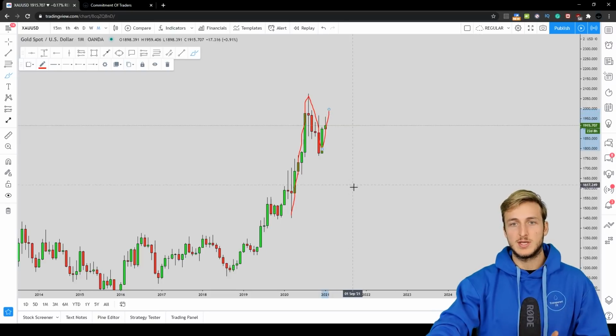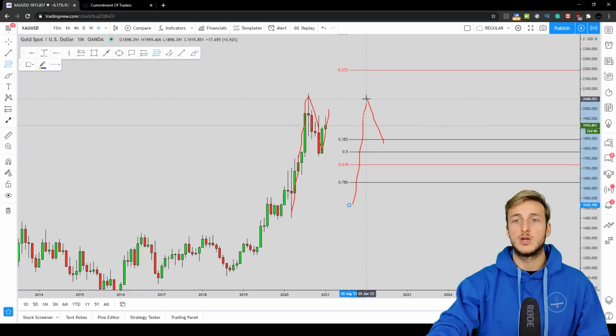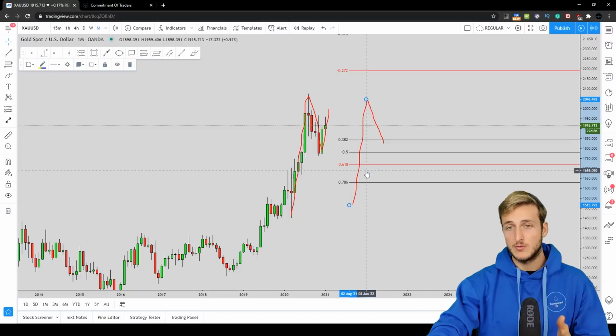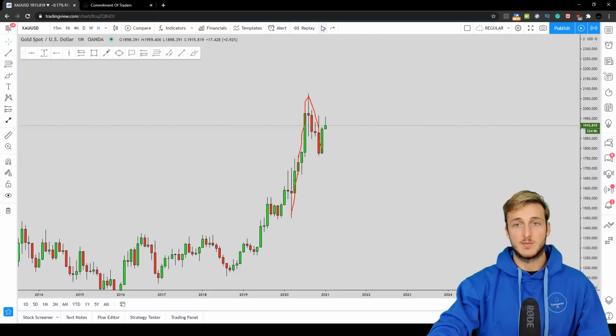But generally speaking, if you have an impulse and you want to measure the correction, what you have to do is take your Fibonacci from the low to the high of the impulse. And if you take your Fibonacci from the low to the high of the impulse, you expect the market to retrace minimum to the 0.382.